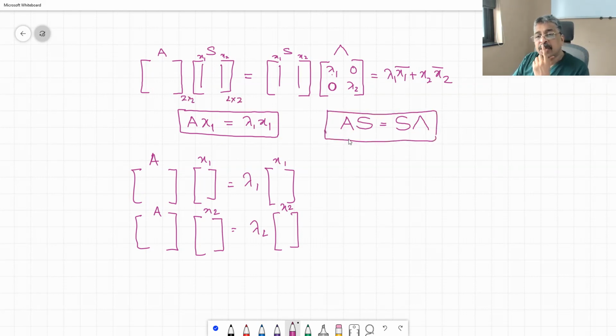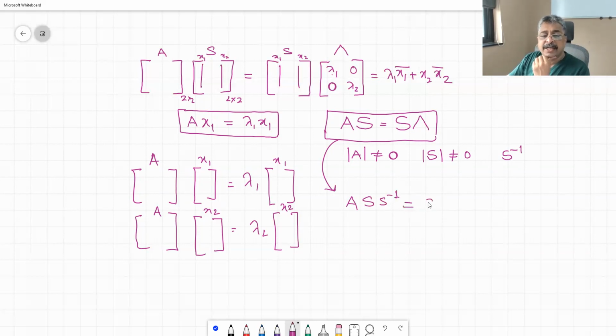If matrix A is non-singular, that is, if the determinant of A is not equal to 0, we can always multiply. Then the determinant of eigenvector matrix S will also not be equal to 0, and hence S inverse will exist, right? So if I multiply both sides of the matrix equation by S inverse, we get S lambda S inverse. And on the other side, S into S inverse, as the multiplication is associative, is the identity matrix. That means A is equal to the eigenvector matrix into the diagonalized eigenvalue matrix into the inverse of the eigenvector matrix.